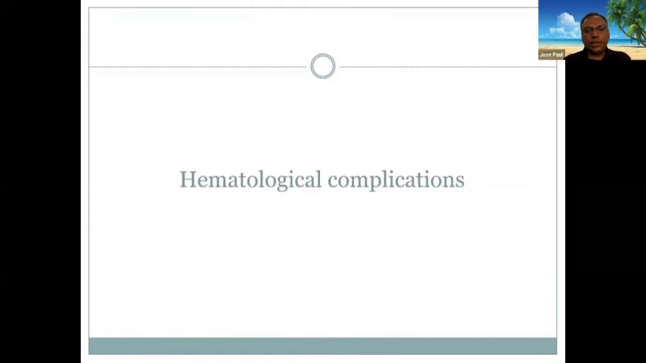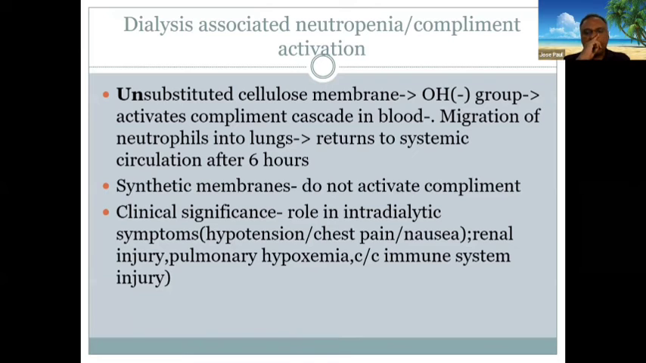Now, coming to hematological complications. One hematological complication that is described is dialysis-associated neutropenia or complement activation. So whenever you are using an unsubstituted cellulose membrane, the hydroxyl group activates the complement cascade in the blood, and it can lead to migration of the neutrophils in the lung, so leading to a mild neutropenia in the peripheral blood. However, the neutrophils return to the systemic circulation after 6 hours.